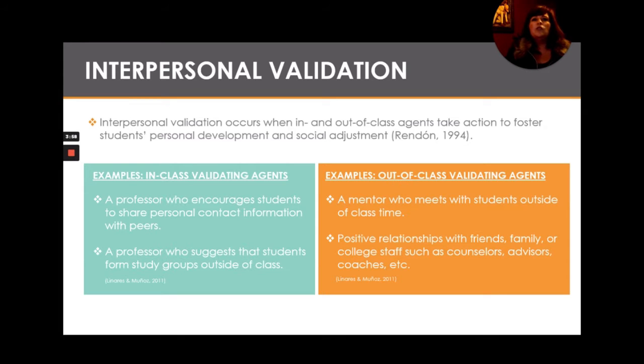Interpersonal validation occurs when in and out-of-class agents take action to foster students' personal development and social adjustment. An example of an in-class validating agent would be a professor who suggests that students form study groups outside of class and exchange contact information. And an example of an out-of-class validating agent would be having positive relationships with friends, family, or college staff.